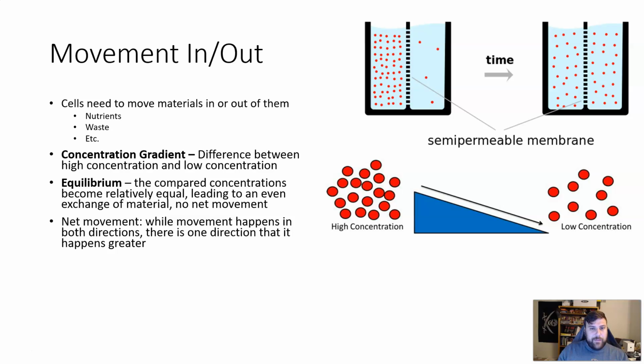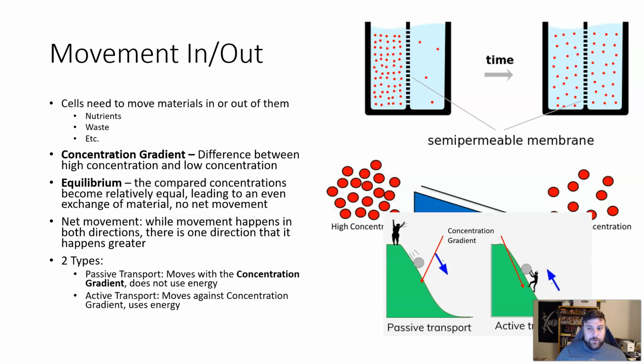With net movement, like I said, there's going to be movement in both directions. It's just that there's going to be more movement one way. So that will be the way that stuff tends to move, in that direction until they reach equilibrium.